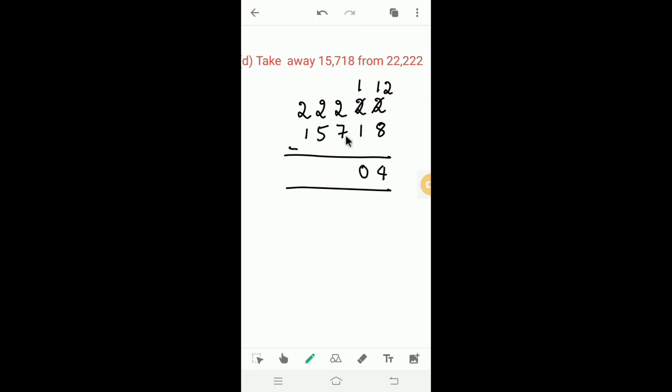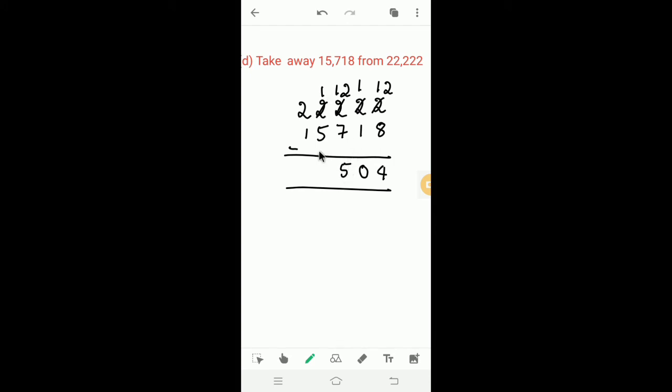2 minus 7 is possible to subtract? No, it is not possible. So what we have to do? We have to borrow from next number. Here next number is 2. If we borrow from 2, then 2 becomes 1 and here 2 becomes 12. 12 minus 7 is how much? 12 minus 7 is 5.